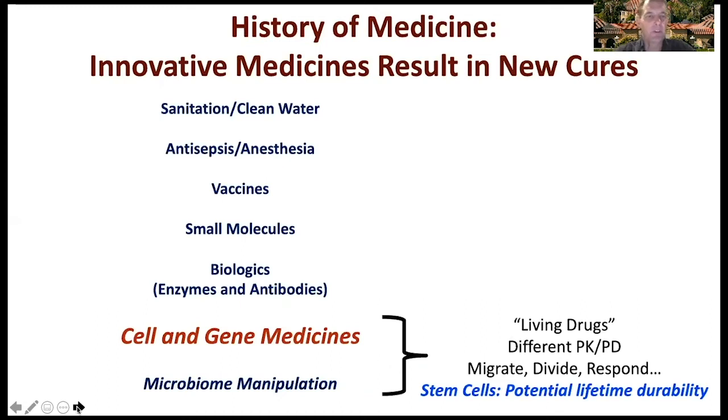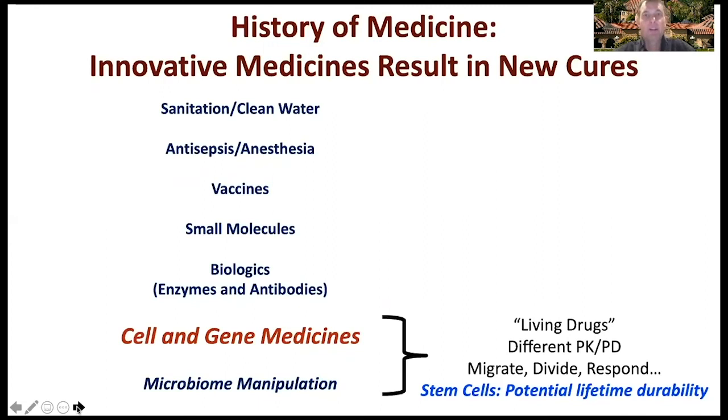Sanitation, antisepsis, vaccines, small molecules, biologics have all transformed the lives of patients all over the world. But they have certain limitations, and there are still many diseases and many people for whom these modes of therapy are still not adequate. But I think we're at the dawn of at least two new types of living drugs: microbiome manipulation, which I won't speak about today, and the use of genetically engineered cells to give to people as medicines.